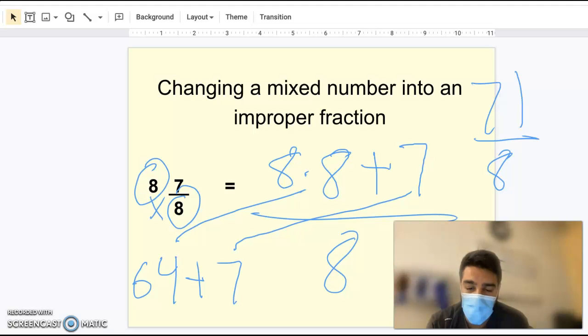Now before we start multiplying fractions, I want to make sure we have this down packed. So once we get this down packed, we'll go ahead and start multiplying fractions.